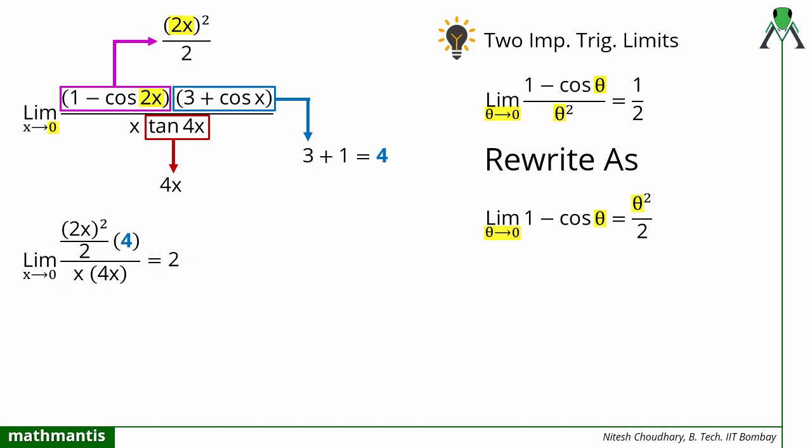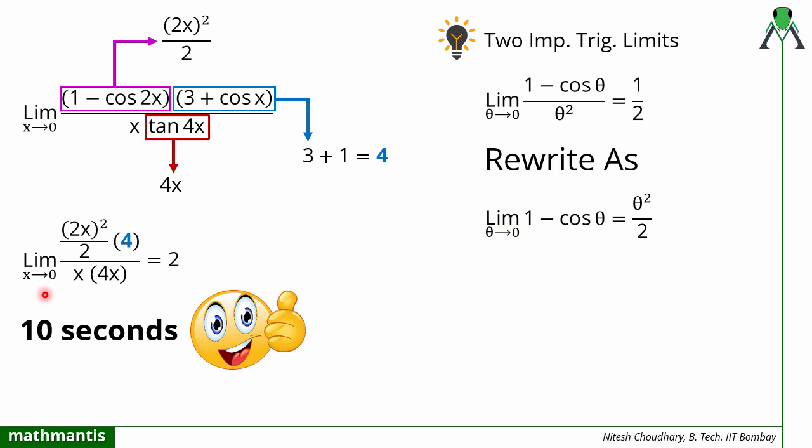So the question was just of 10 seconds only, because if you know these concepts, you can easily solve it in 10 seconds. I looked at the question: product of factors. This factor is constant, just put the value 4. Tan 4x is 4x, this is 2x square by 2, and you will get the answer equal to 2. So this is how you can solve this question, and this is a different perspective of limits.